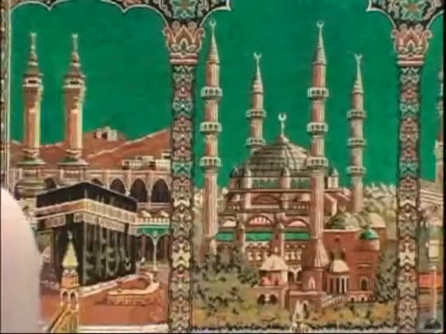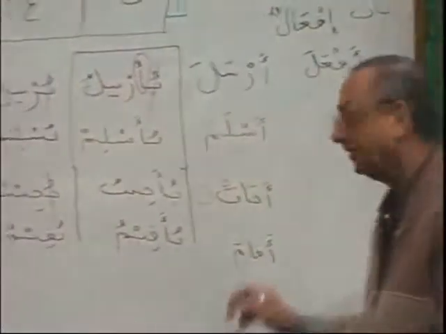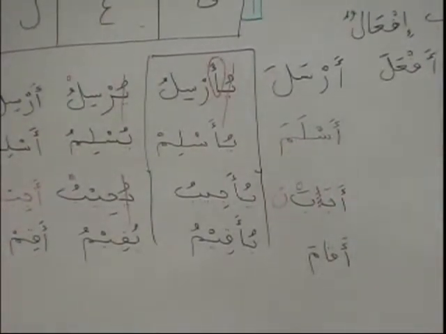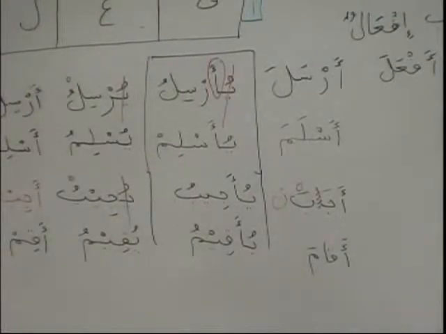Ajaba, Ajabu, Ajabat, Ajabata. Ajabna. Ajabna. Are you with me, Sister Nasreen? Ajabna. See? You bring here noon. You get a sukoon here. There is a sukoon already on Aleph. So it went away. So what is now? Ajabna. Ajabta, ajabtuma, ajabtum, ajabti, ajabtuma, ajabtunna, ajabtu, ajabna. If you say ajabtu, means I answered. Ajabna. We answered. Got the idea?